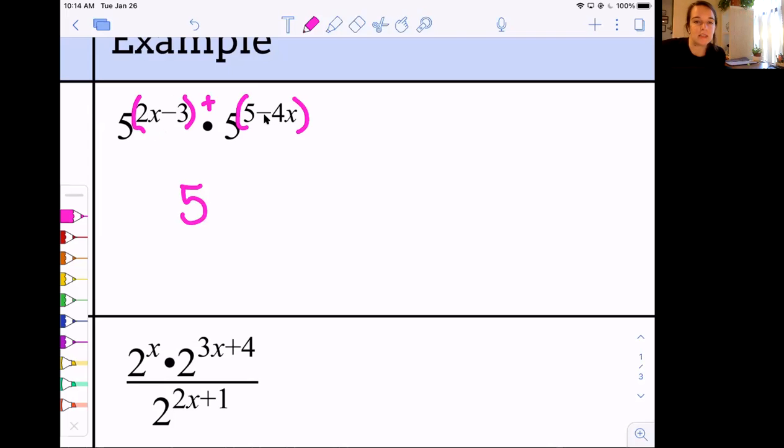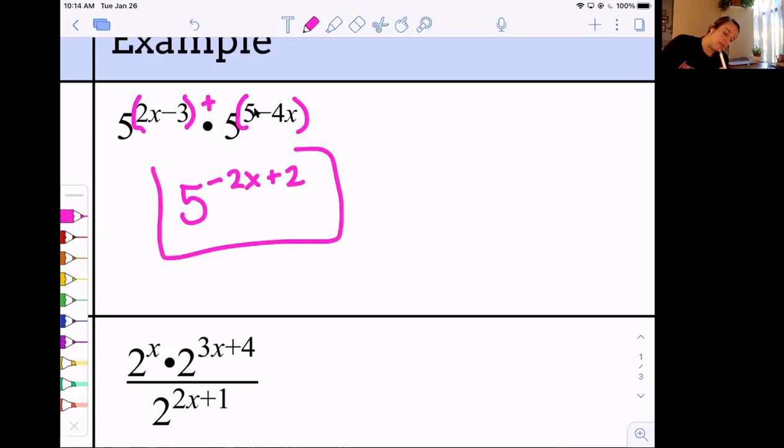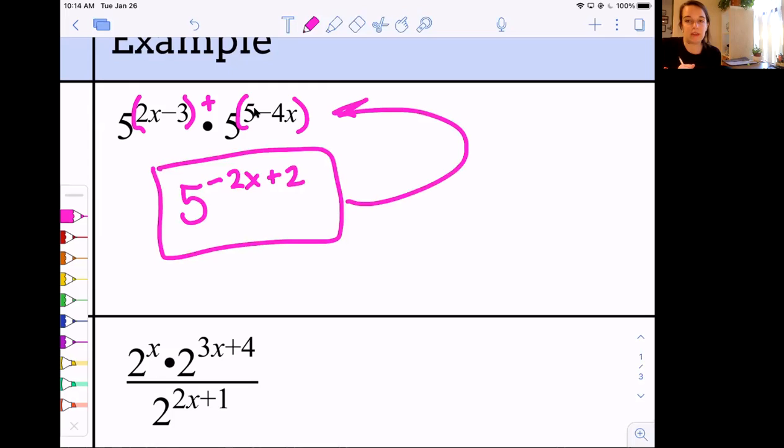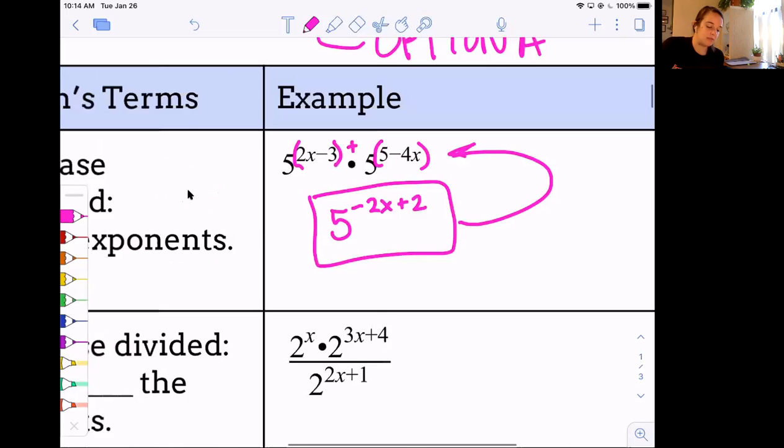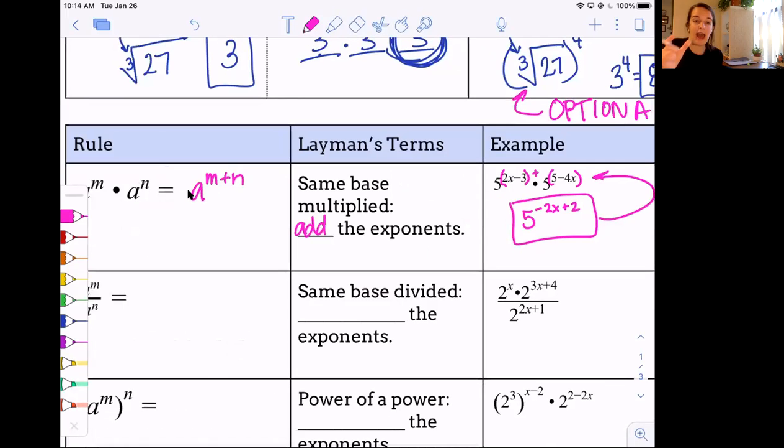So 2x plus negative 4x would be negative 2x. And then negative 3 plus 5 would be positive 2. So this is the simplified version of that one there. There is a negative here, so there's a next step that we'll do, but I will show you that one later. So for this example, when we have the same base being multiplied, we're just going to add those exponents together.